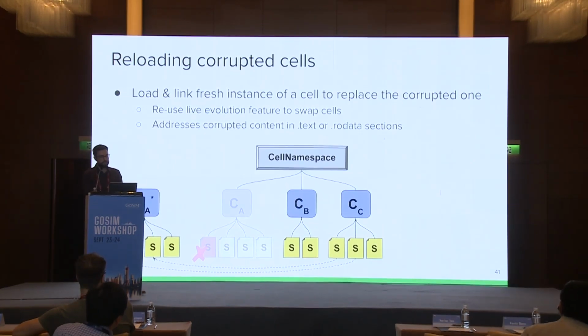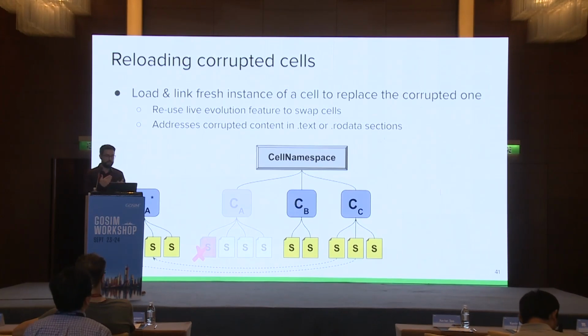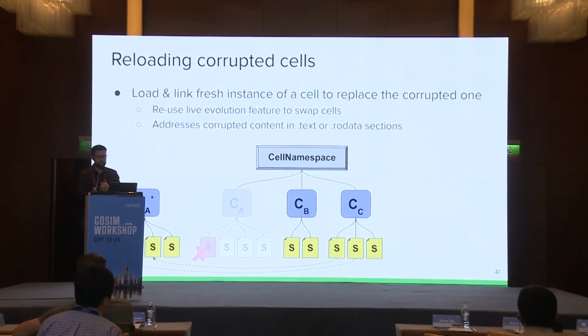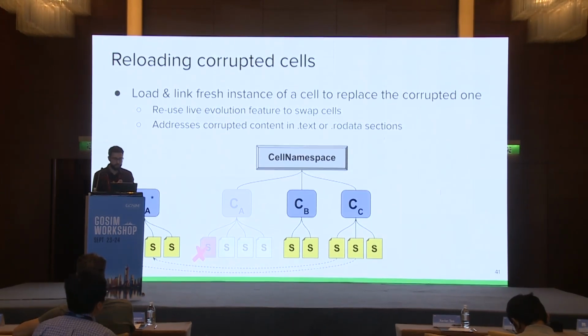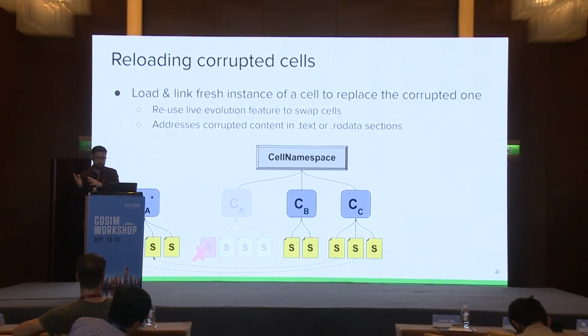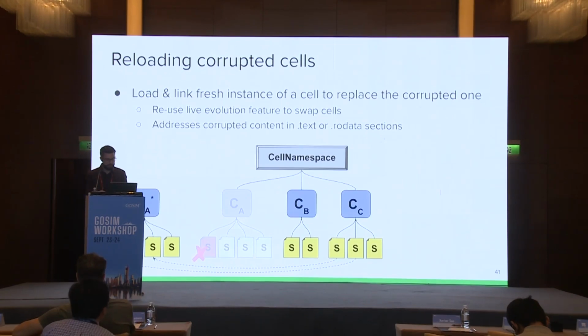But what this can do is address corruption that happens in the content of a text section or a read-only data section. For data sections, stack and heap, things that are modifiable. This also covers things like TLS data and CPU local storage data. But for other things, we can take different approaches, but generally this is not applicable there.